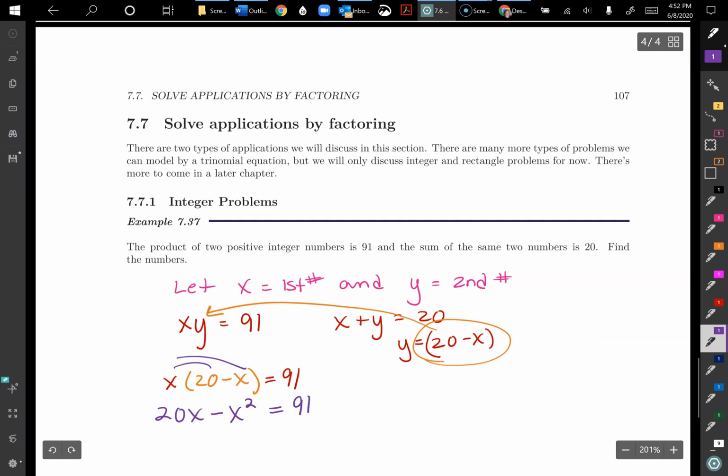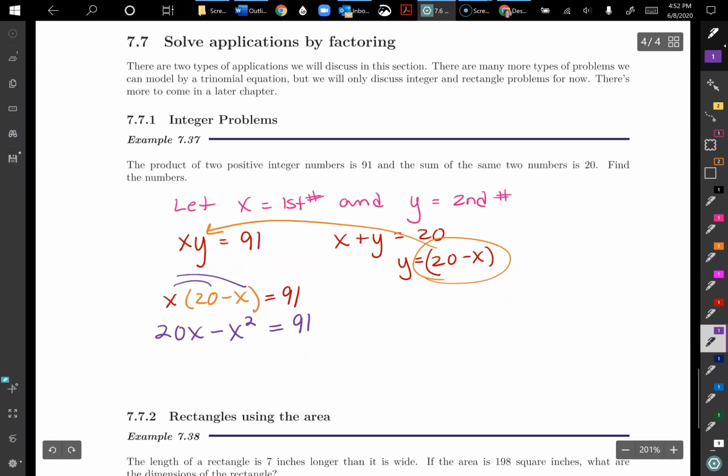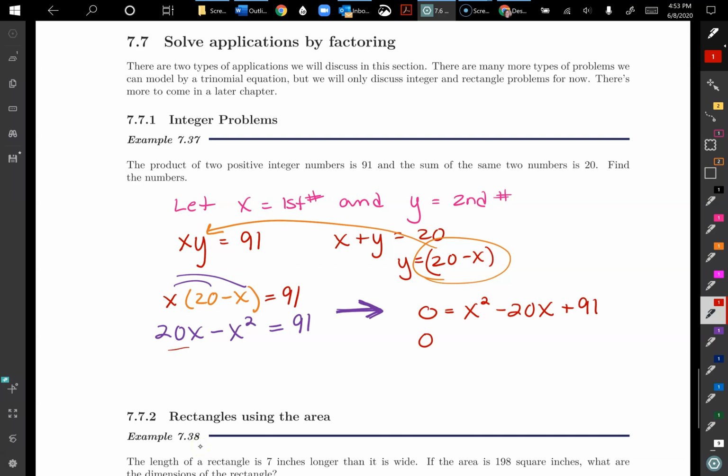Then we want to set everything equal to 0. Now I'm going to bring everything over to the right just so my lead coefficient stays positive. So I'm actually going to write this over here to have more room, but I'm going to write it as 0 equals x squared. So I'm just adding x squared to the right hand side and subtracting the 20x and then plus 91 because that's already on the right. Commutativity tells me I can do that. I can have my 0 on the left and my factors on the right.